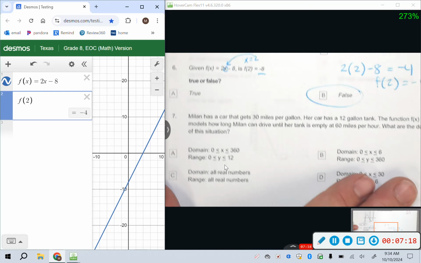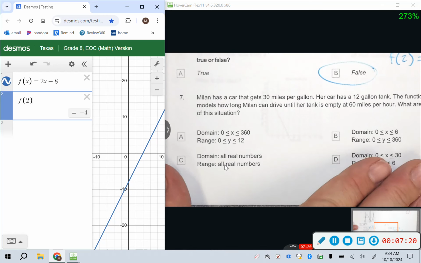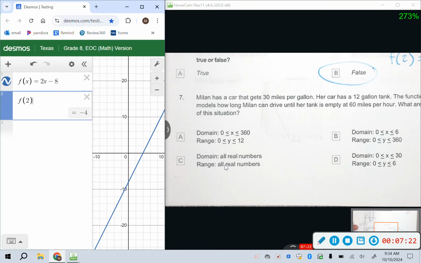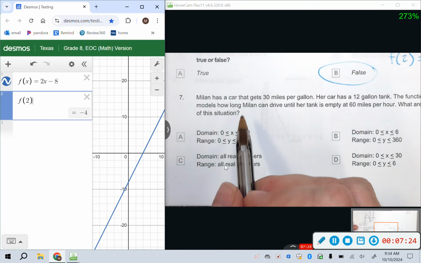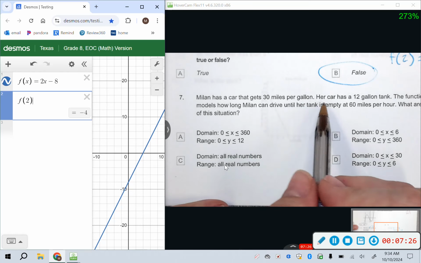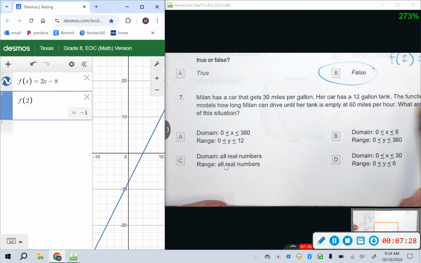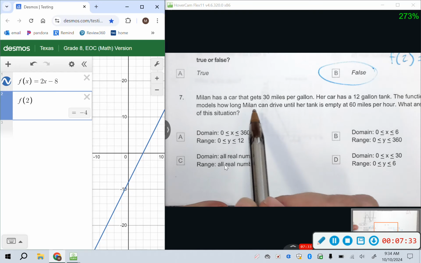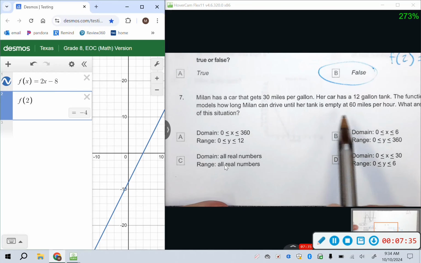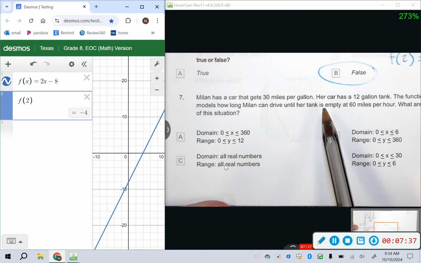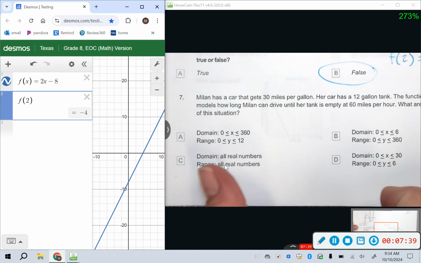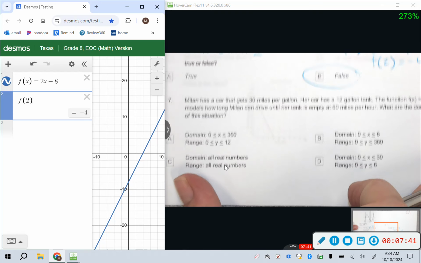Okay, let's look at number 7. I know you can't see the whole question, but you have it on your paper. You can see all my answer choices. Milan has a car that gets 30 miles per gallon. Her car has a 12-gallon tank. The function f of x equals 12 times 30 minus 60x models how long Milan can drive her car until the tank is empty at 60 miles per hour. Well, if you read any of that, I'm glad that it gave me the equation, because I would not have been able to come up with that on my own.